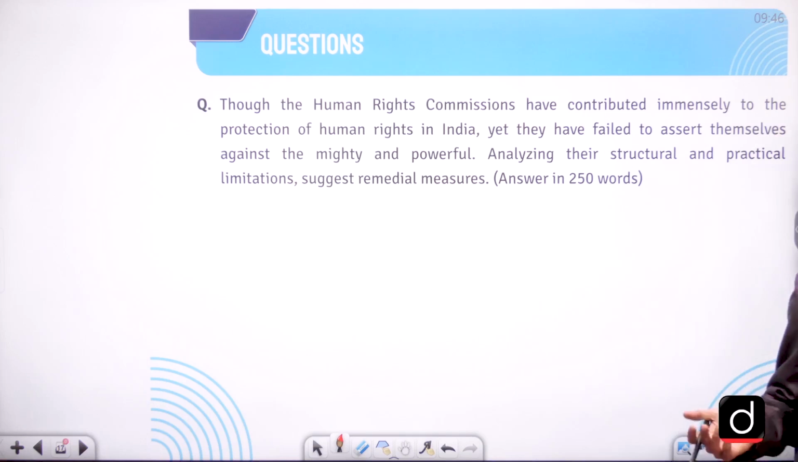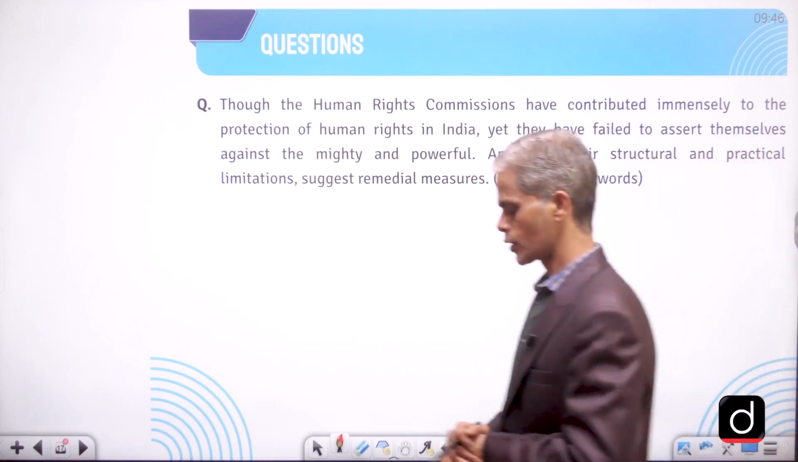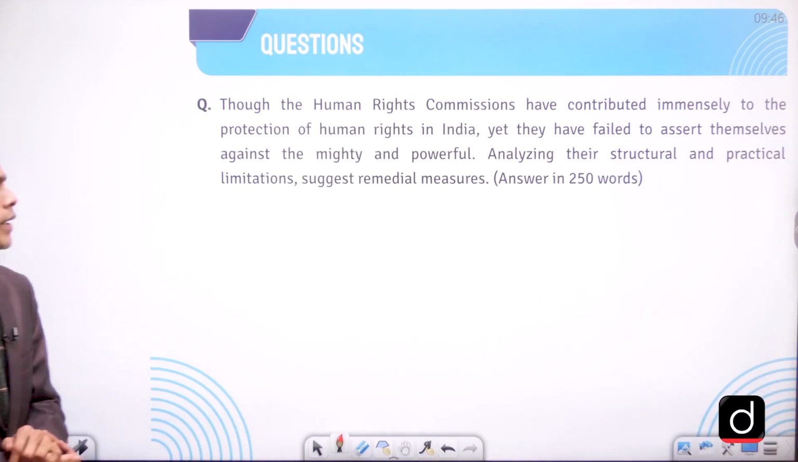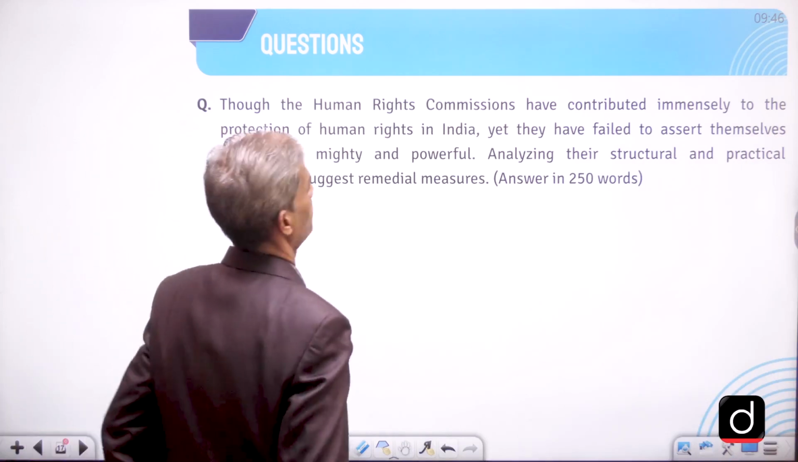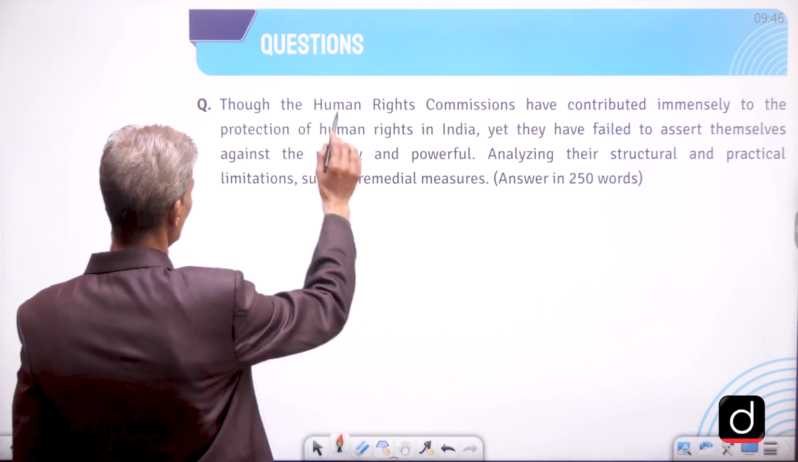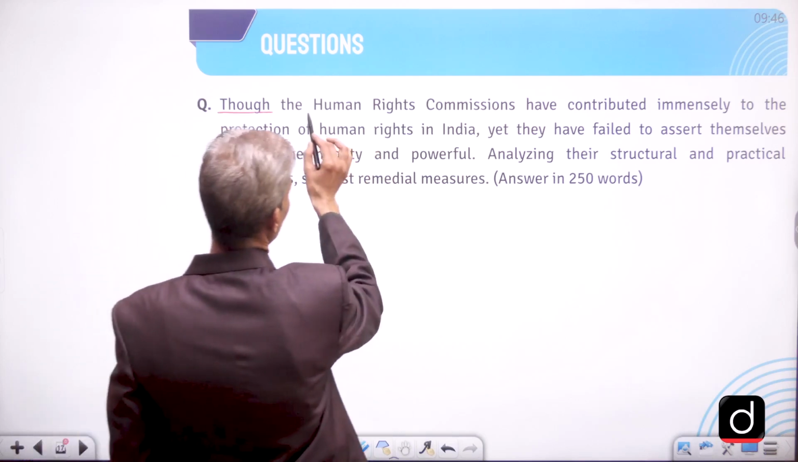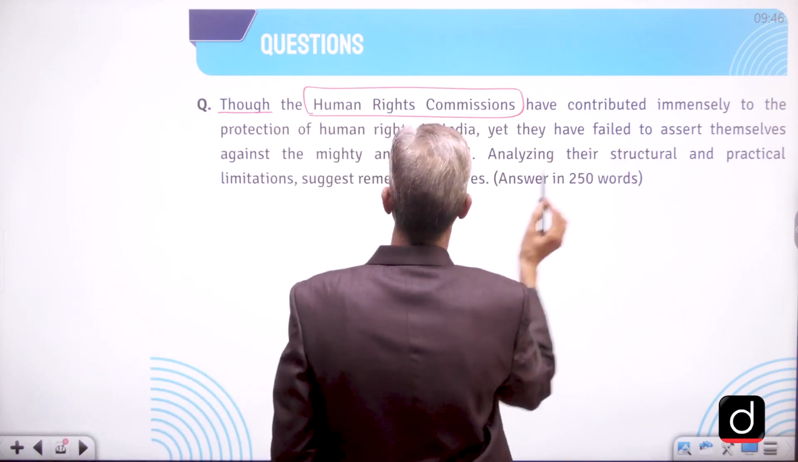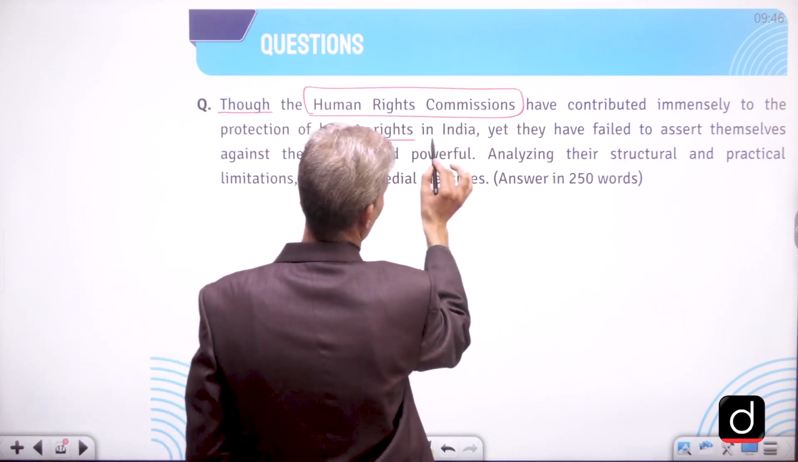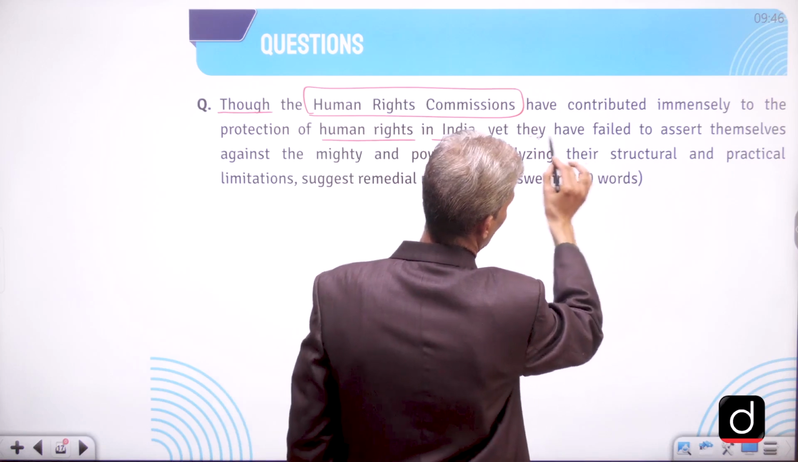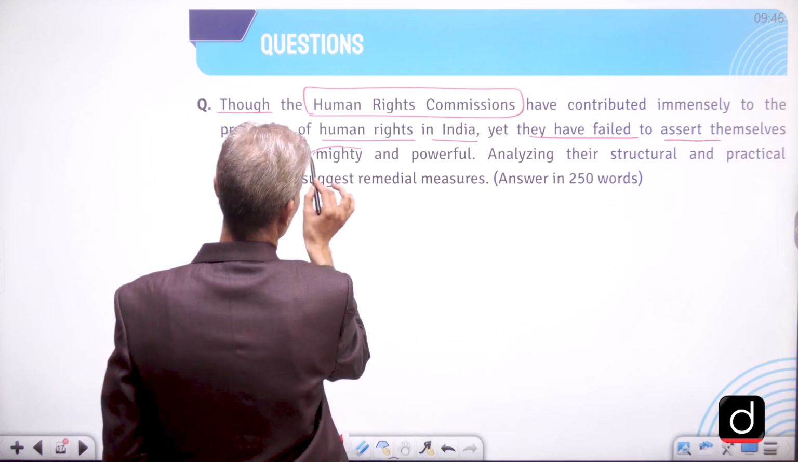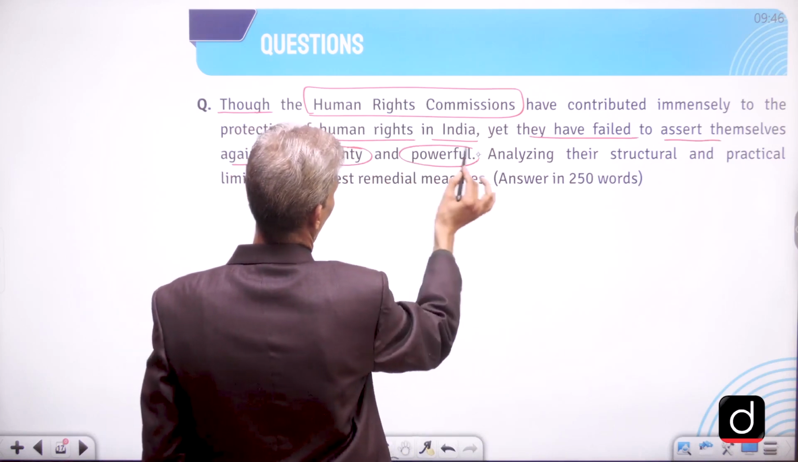So when we talk about the Human Rights Commission, we know that it's a sort of extra-constitutional or statutory body, not a constitutional body, established under the Human Rights Act in 1993. What is the question? Though the Human Rights Commissions have contributed immensely to the protection of human rights in India, yet they have failed to assert themselves against the mighty, this is the word, and the powerful.